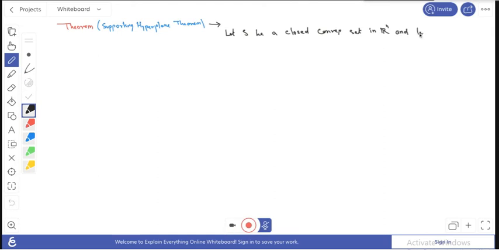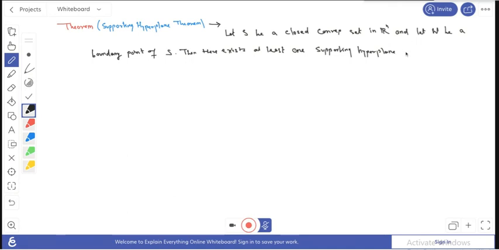and let the point W be a boundary point of that convex set S, then there exists at least one supporting hyperplane of S at the point W.